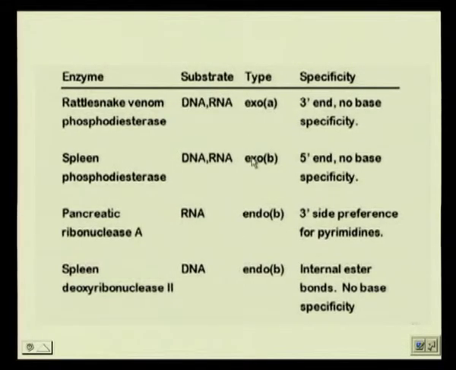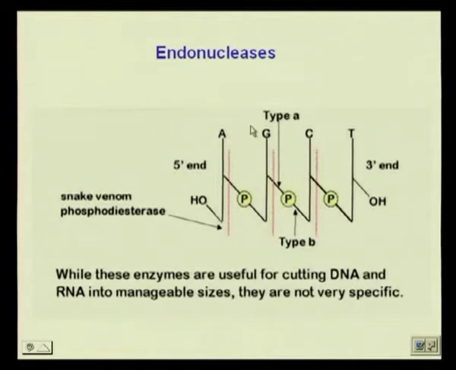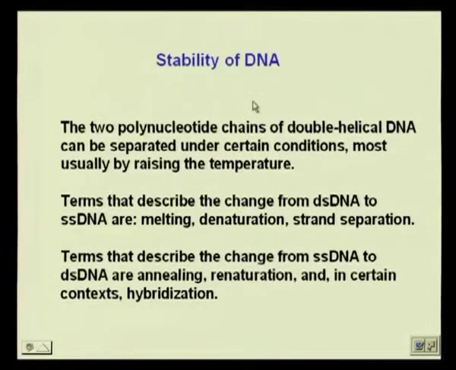You have pancreatic ribonuclease A, that is on the 3' end. It has a preference for pyrimidine and the type is endo. It is an endonuclease because it cleaves in the middle and it is a B type. Okay? So, this is as much as we are going to do about the endonucleases or the nucleases in general, because we study the mechanism of ribonuclease in detail.